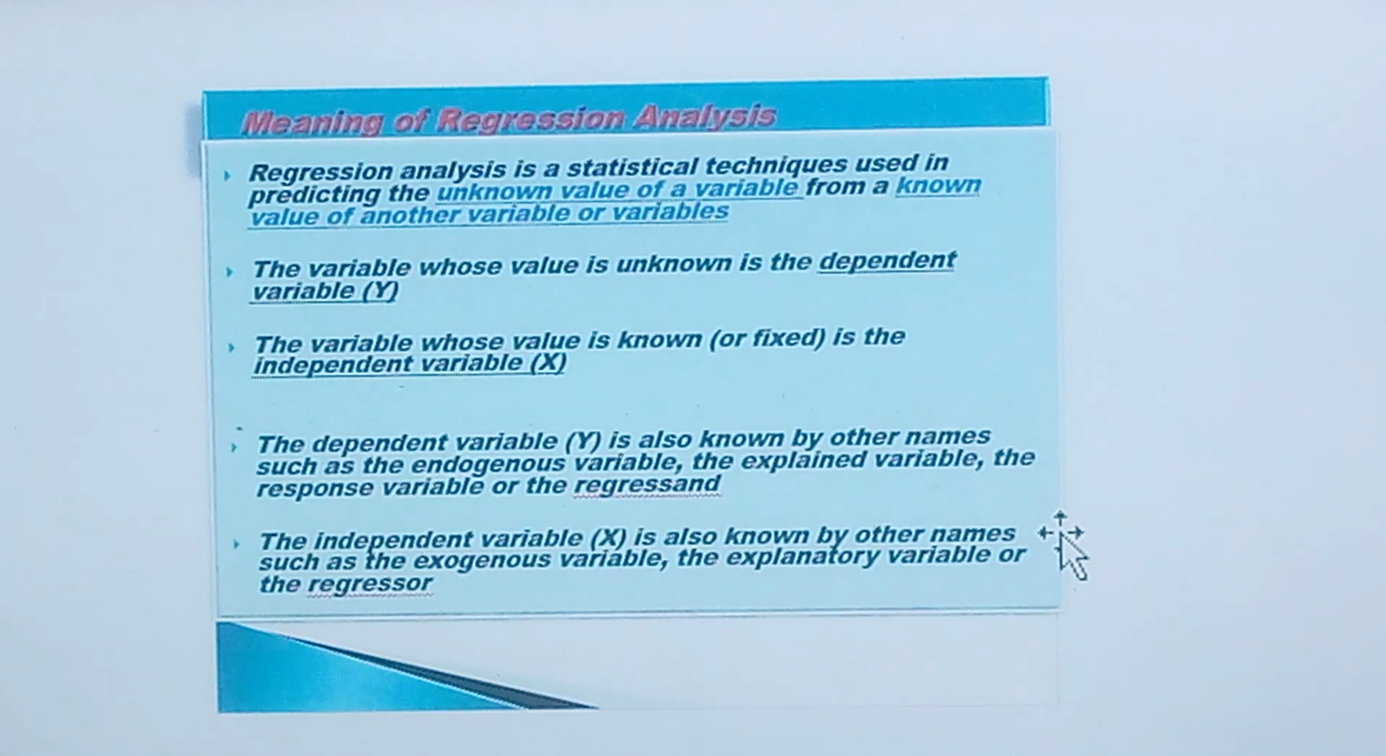Regression analysis generally is a statistical technique used in predicting the unknown value of a variable from a known value of another variable or set of variables. The variable whose value is unknown is the dependent variable and is usually denoted as y. It is also known by other names such as the endogenous variable, the explained variable, the response variable, or the regressand. The second variable, the independent variable whose value is assumed to be fixed or known, is usually denoted as x and is known by other names such as the exogenous variable, the explanatory variable, or the regressor.